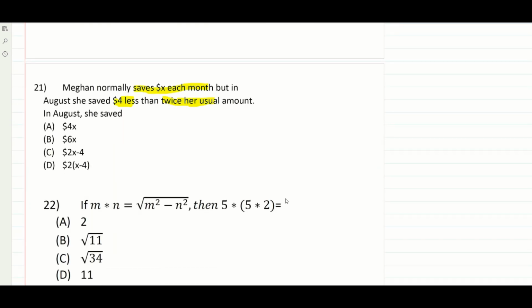So let's start. They said Megan normally saves x each month, but in August she saves 4 less. So when they say 4 less, that means we're subtracting 4, right? Then twice her usual amount. If we know when they say twice her usual amount, how much is her usual amount? x. Twice means 2, so it means 2x. So basically this would be 2x minus 4. Alright, so C is your answer for this question.